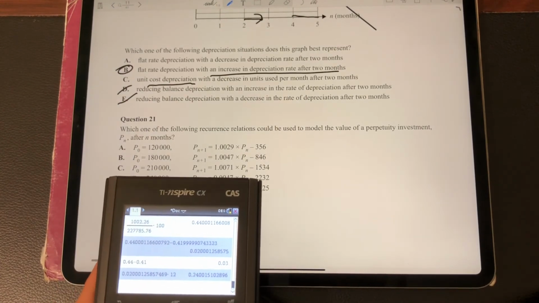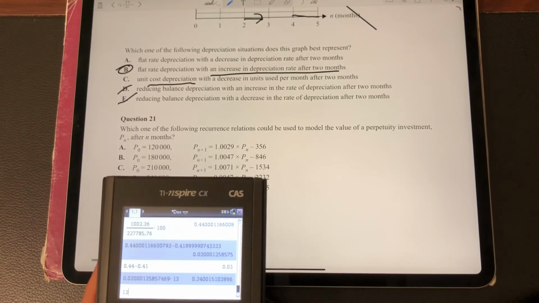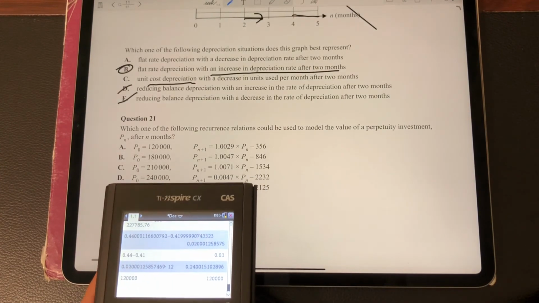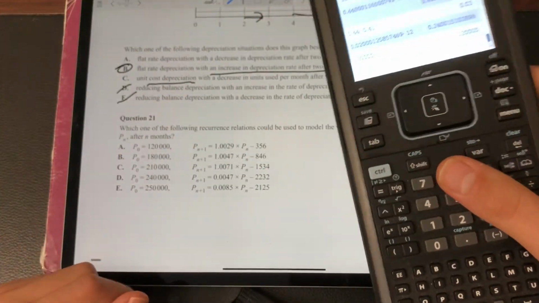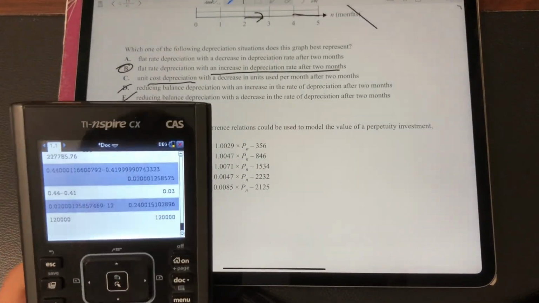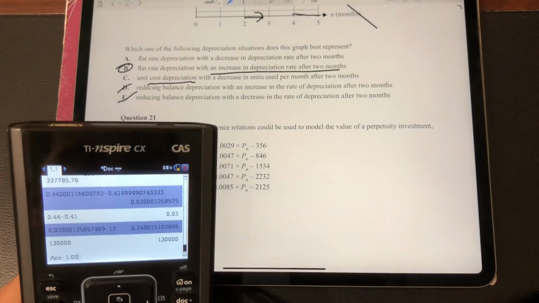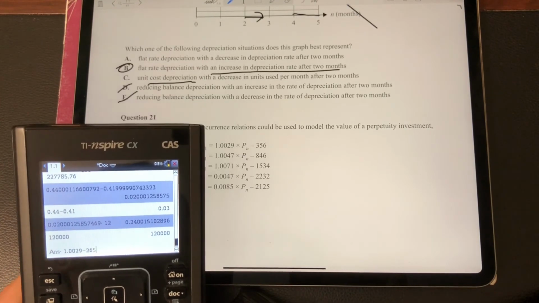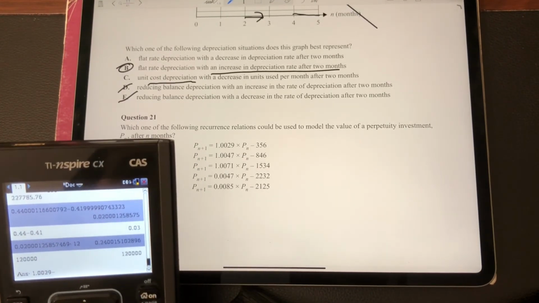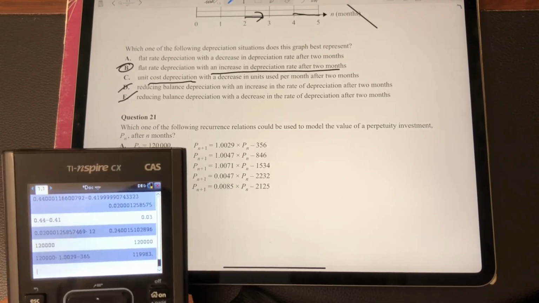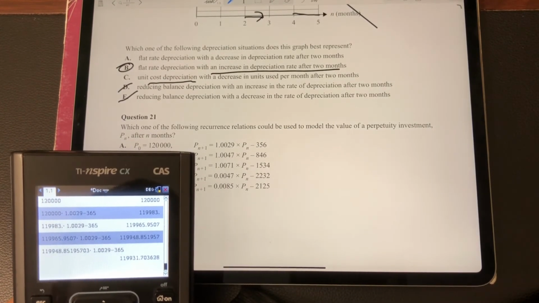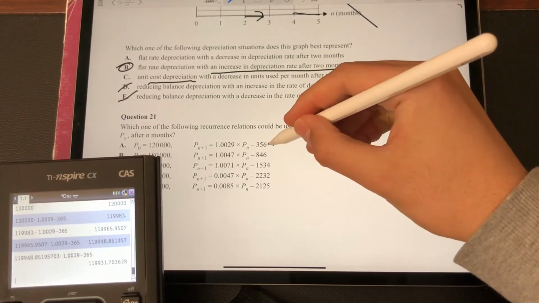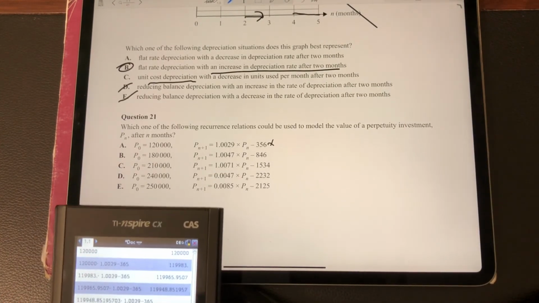So we know that the present value is 120,000. Enter 120,000, hit enter, and then you just have to reiterate. So we know that we multiply that by 1.0029 minus 365. And there you can see that it's decreasing in value, so therefore that's not a perpetuity investment. So that's wrong.